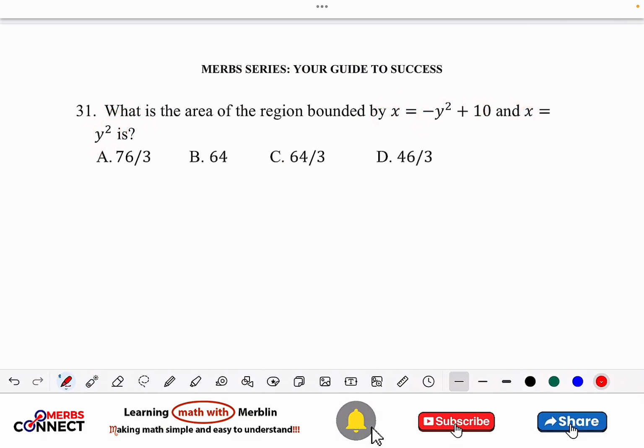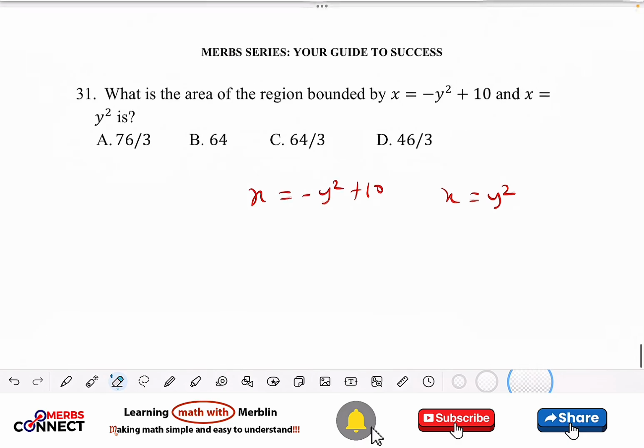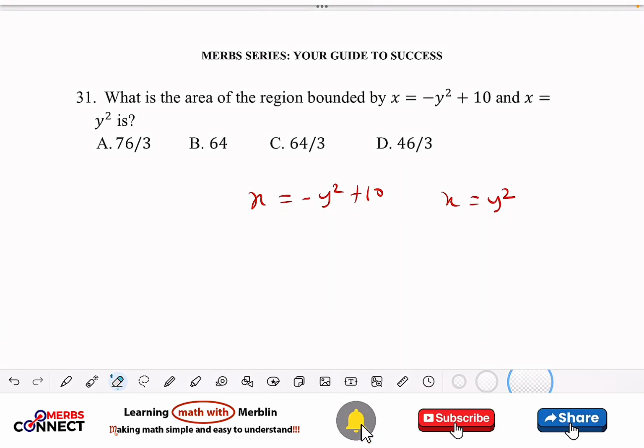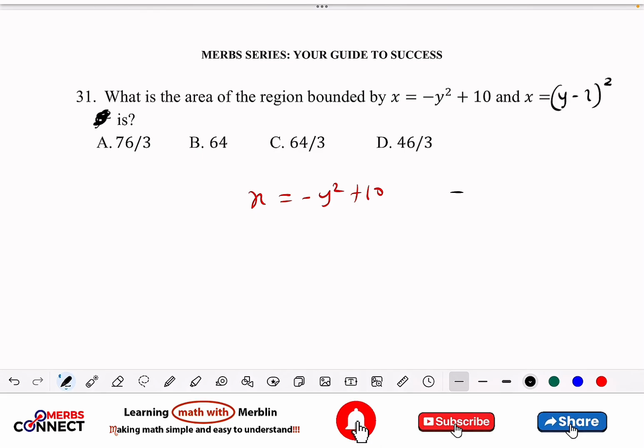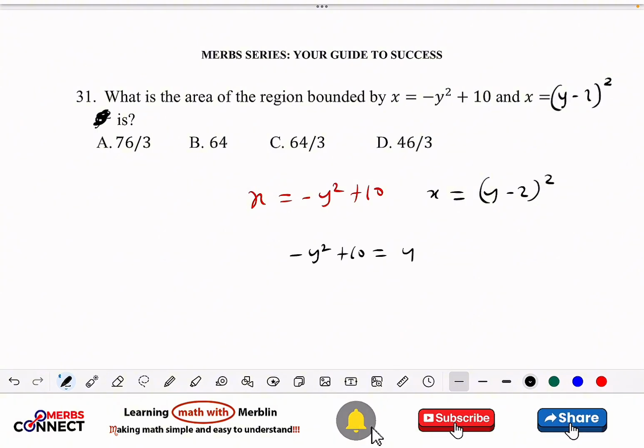So we can say that x is equal to minus y squared plus 10, and x is equal to y squared. Okay, I think this one's supposed to be x is equal to y minus 2 squared. Yes, that was my bad from there. So now we can have x equal to y minus 2 squared. Good. So it means that we are going to have minus y squared plus 10 equal to y minus 2 squared. Good. So this is right.